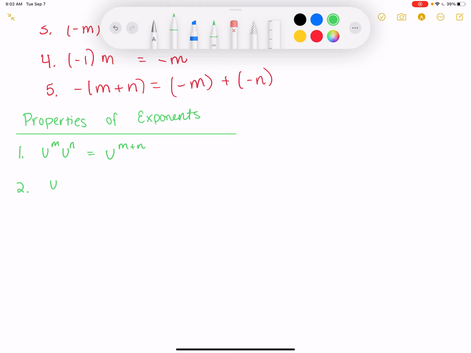All right, u to the m over u to the n is equal to u to the m minus n. So remember, it's always the one on the top minus the one on the bottom.